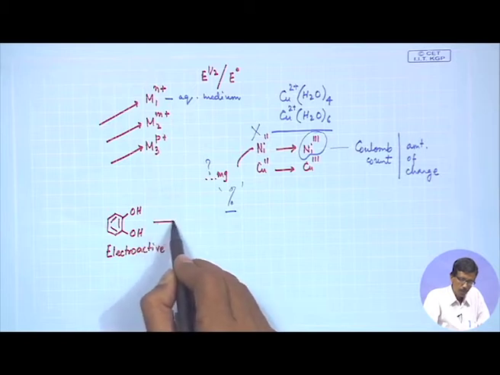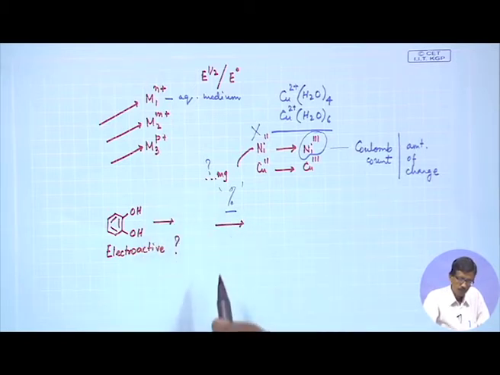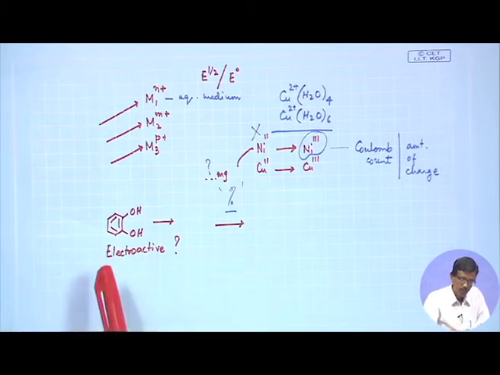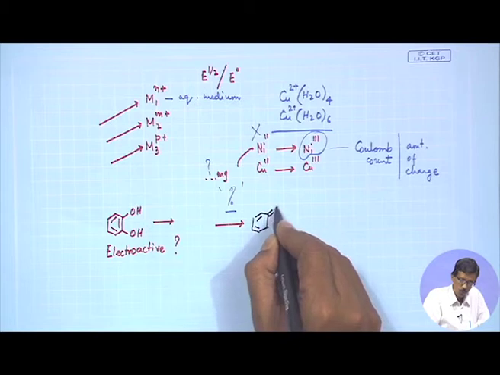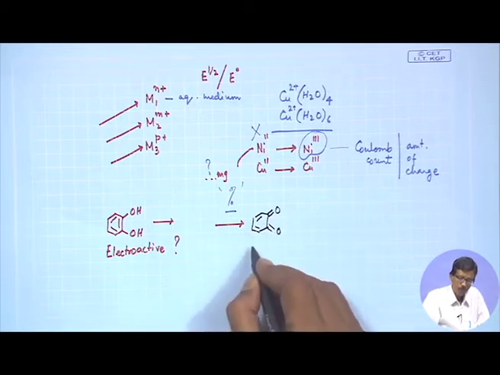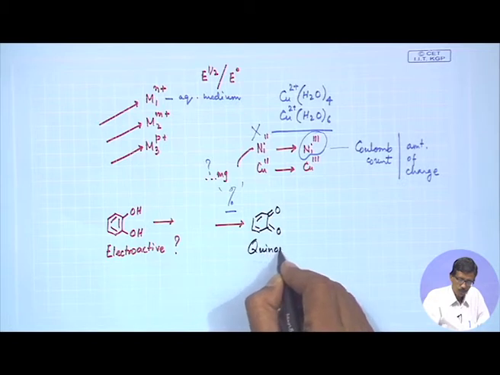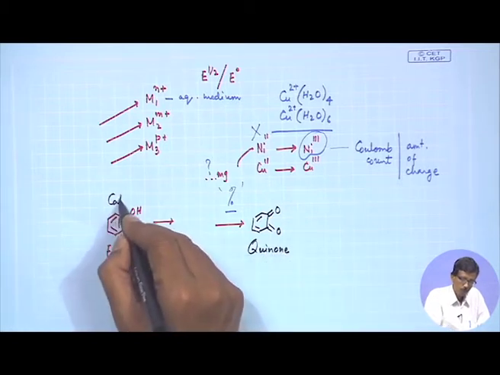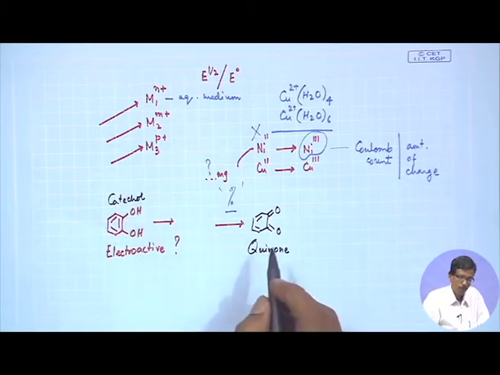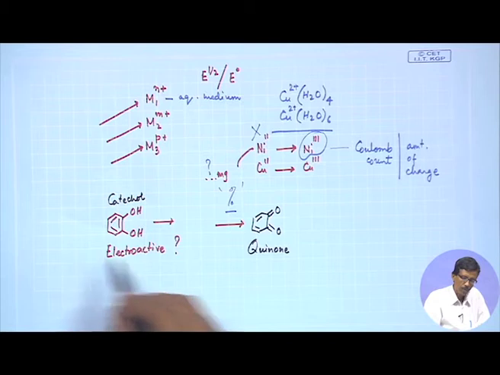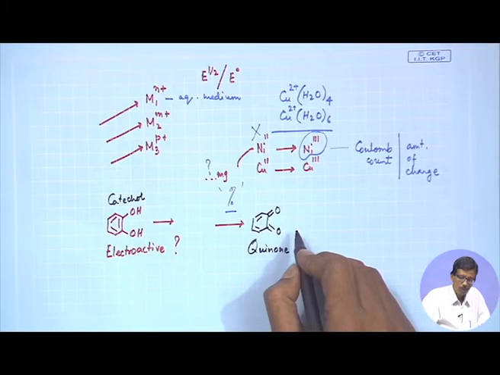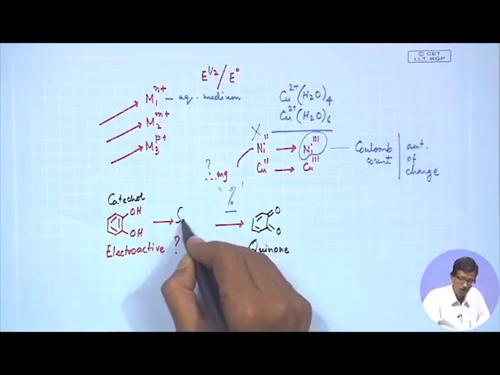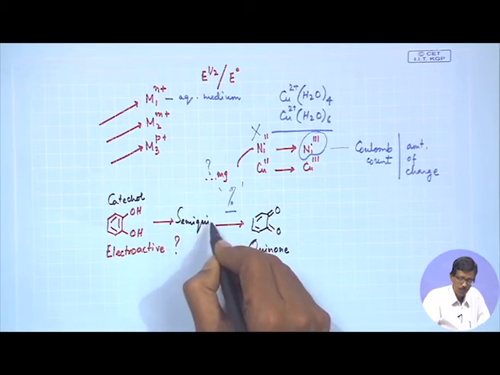That means it should go for electron transfer. So, if we go for this, it can be oxidized and you can get the oxidized product as your quinone form. This is quinone. This was your catechol. This particular reaction is very useful for this type of electroanalysis or electrochemical determination, because it goes through an intermediate also, which is semiquinone.